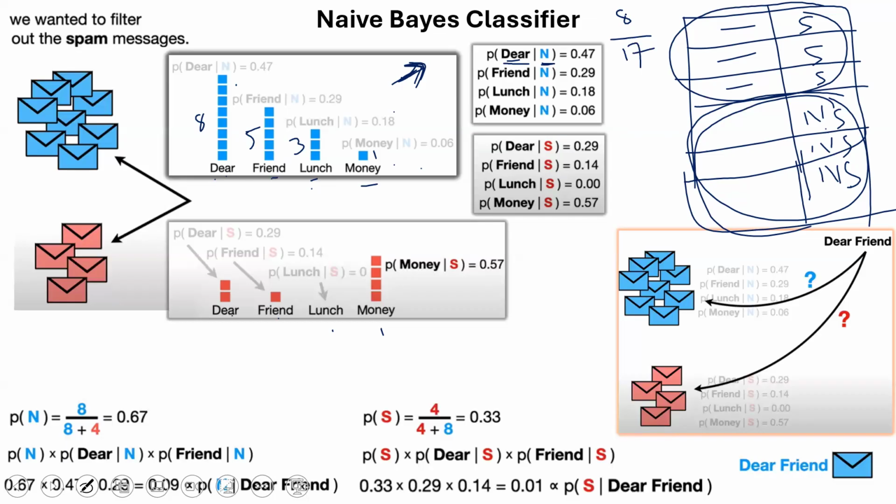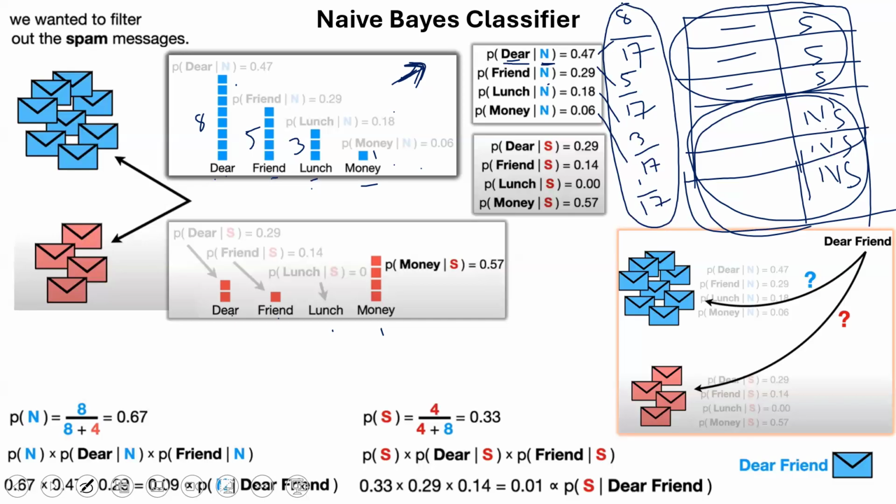Similarly, the probability of friend given a normal message will be 5 by 17. So dear would be 8 by 17, this would be 5 by 17, lunch would be 3 by 17, and money would be 1 by 17. So these are all the probabilities that you have calculated given a normal message.